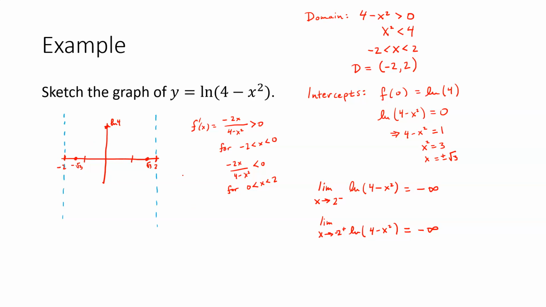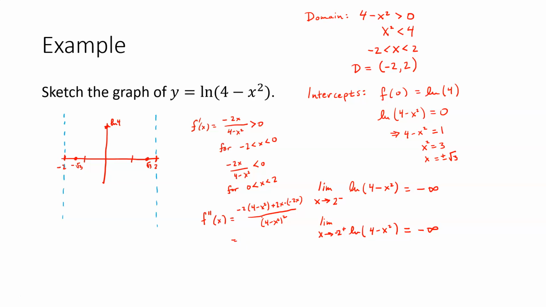We can go a step further and also find its concavity, which I think here we can probably guess will be negative. So it'll always be concave down, but let's just quickly do the second derivative. So the derivative of the numerator will be -2 times the denominator, minus the derivative of the denominator, which will be -2x, so plus 2x times the numerator, -2x, over the denominator squared.